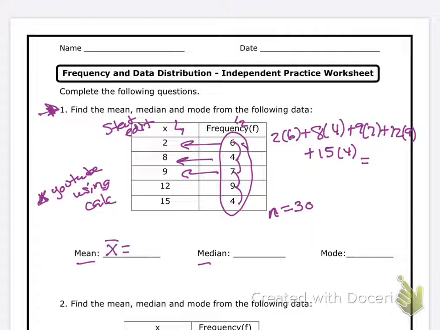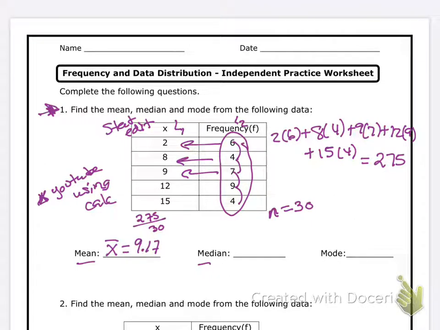Just kidding, I just did it again, and I got 275. Okay, so to get the mean, remember, I'll come right above it. You do 275 divided by the total number there are. So 275 divided by 30, I got 9.167. So I'm just going to say 9.17.